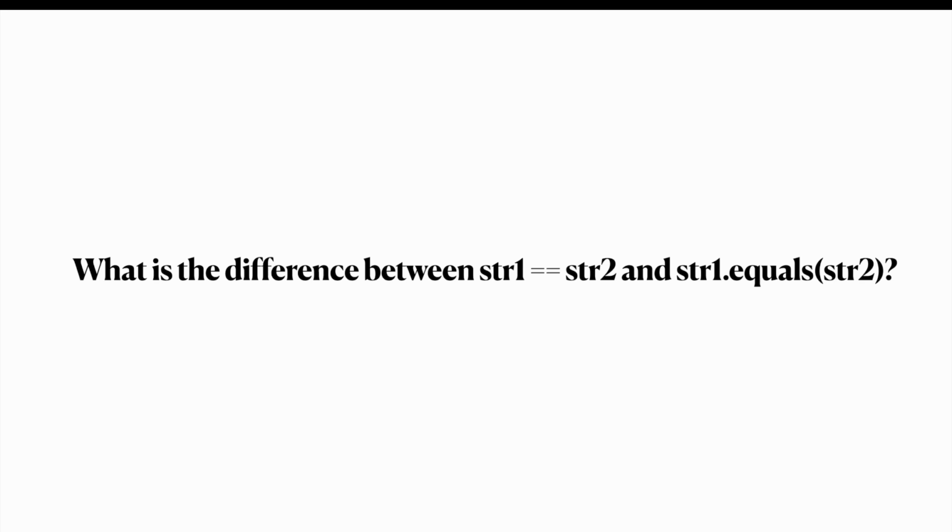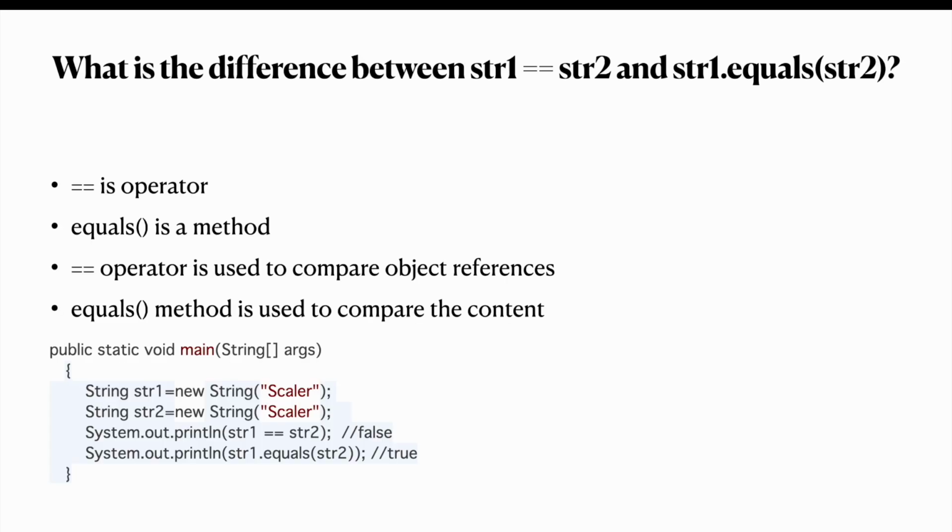What is the difference between str1 == str2 and str1.equals(str2)? == is an operator, also known as the equal-to operator. equals is a method. The == operator is used to compare object references of two objects, and the equals method is used to compare the content of the strings. If you consider the below example, we are trying to create two new string objects, str1 and str2. With str1 == str2 it's false, and str1.equals(str2) is true because the content is the same but the memory references are different.